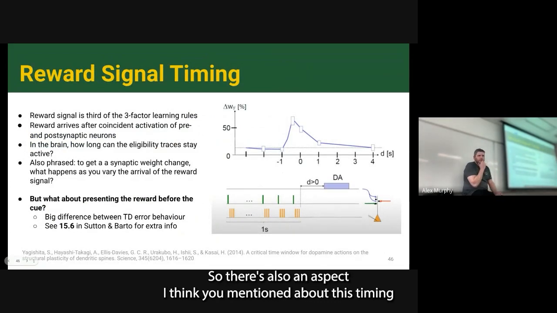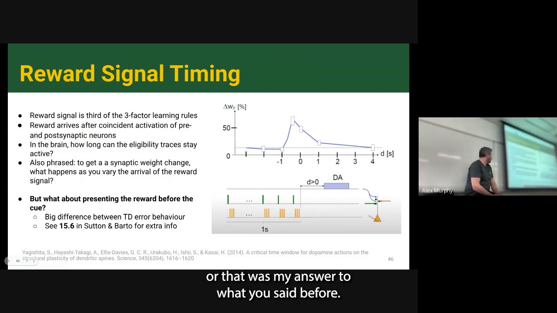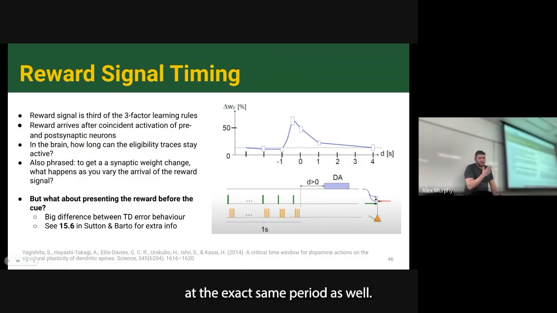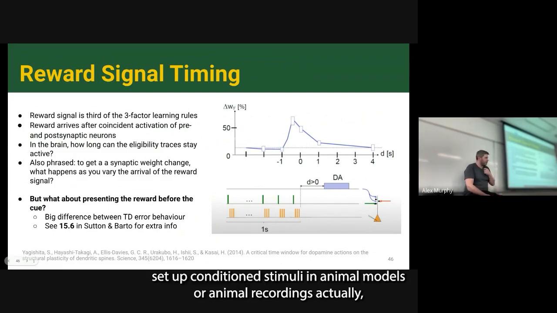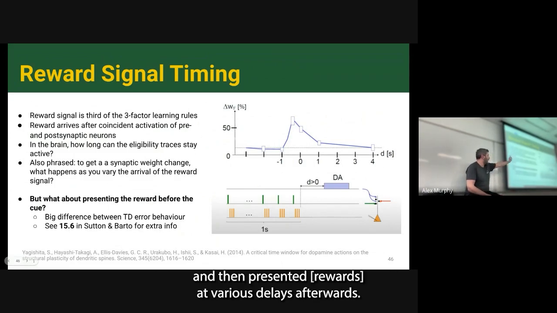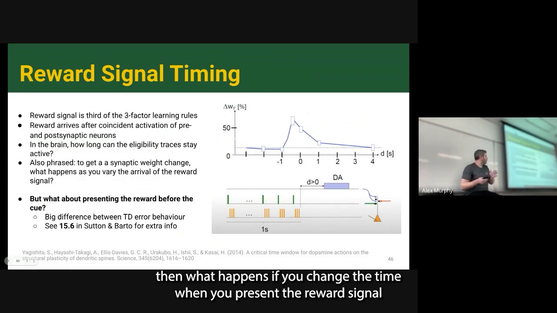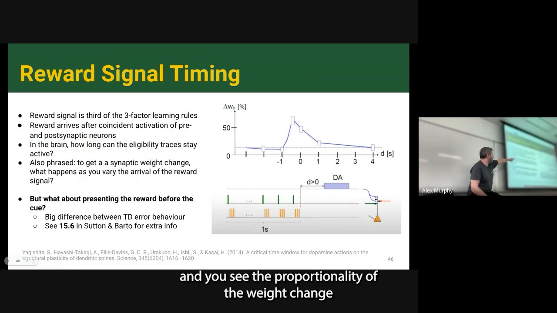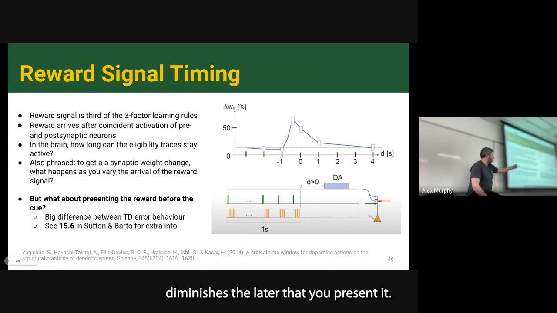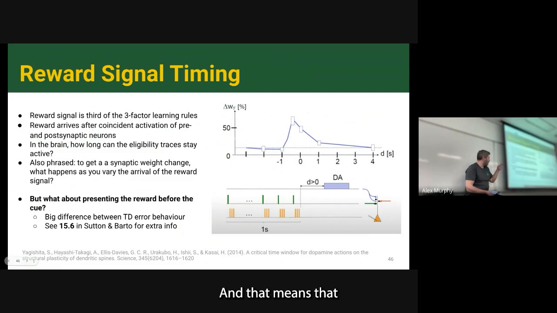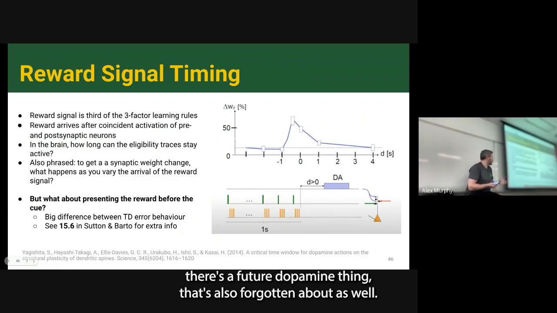So there's also an aspect, I think you mentioned, about the timing, or that was my answer to what you said before. It's not always the case that you can just present the dopamine at exactly the same period. So people have set up conditioned stimuli in animal models and animal recordings, and then presented dopamine at various delays afterwards. So after you have the presynaptic and the postsynaptic neuron firing, what happens if you change the time when you present the reward signal? As you can see, the proportionality, the weight change, diminishes the later that you present it. So these eligibility traces will fade away after a certain amount of time, and once they have faded away, there's no signal to say, okay, if there's a future dopamine signal, that's all sort of forgotten about as well.